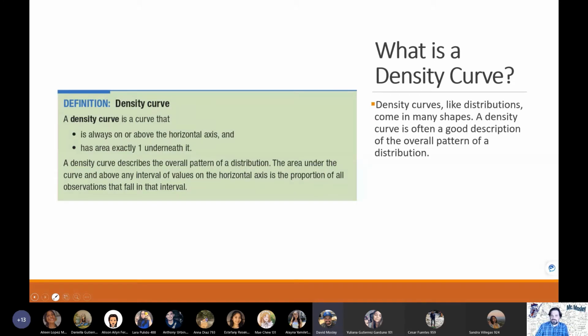Density curves, like distributions, come in many shapes. A density curve is often a good description of the overall pattern of a distribution. Right, so again, it's very similar to when we draw the shape over a distribution. It gives us an idea of the pattern. Density curves are slightly different because of how they have to be drawn. They must be kind of right on top of our histogram bars, let's say. Outliers are not described by the curve. That is a key difference between a shape and a density curve.